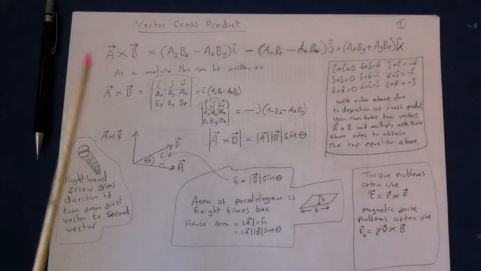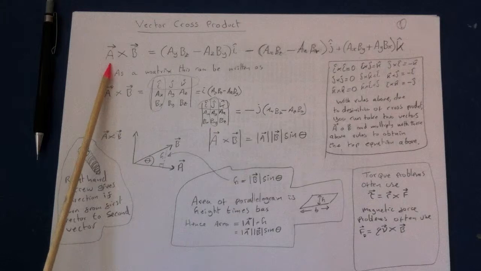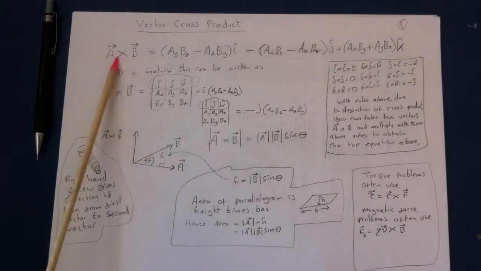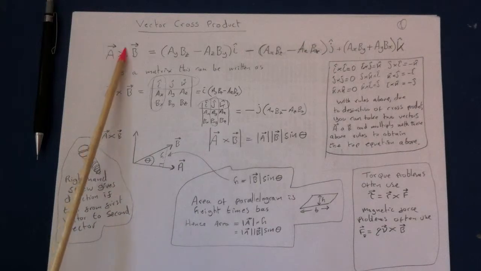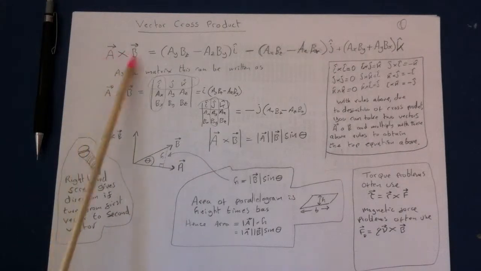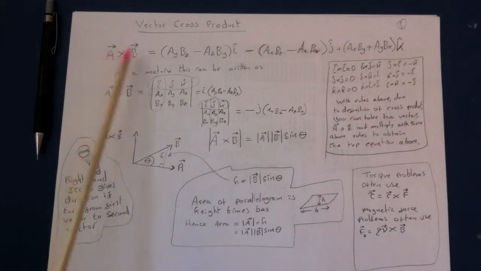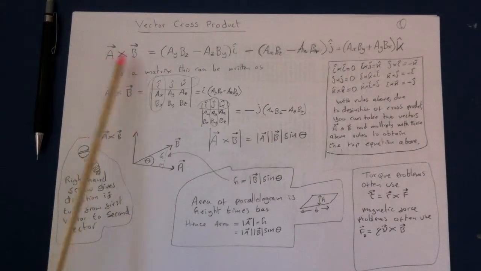What we've got here is that the way we write this down is when we do a cross product, we write the vector A and we use a big cross. It's not to be confused with multiplication. This is the sign that says it's a vector cross product. It's not the same as B cross A. So whenever you see that, it's important which vector comes first. So in this case we've got A cross B.